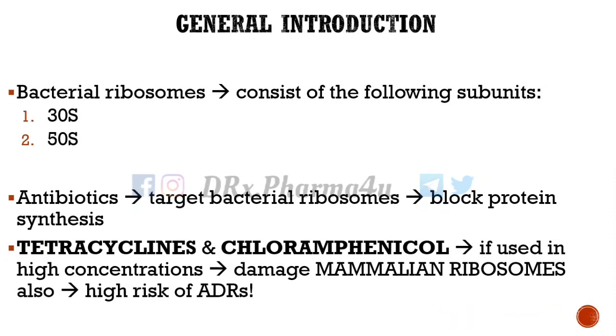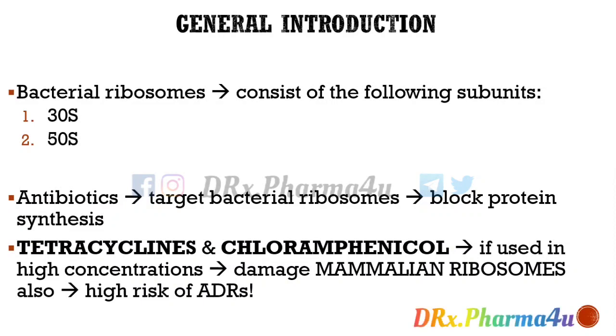Protein synthesis inhibitors are of two types. One is bacteriostatic in nature and the other is bactericidal in nature. Bacteriostatic, for example, we have macrolide antibiotics, chloramphenicol, and tetracycline, the presentation about which I am going to talk about. And if you are talking about bactericidal, then definitely we have aminoglycosides as the most common example.